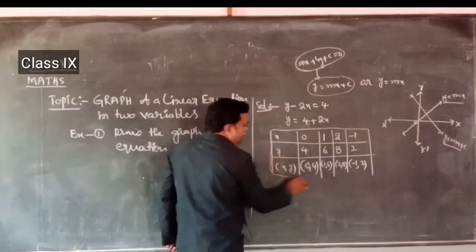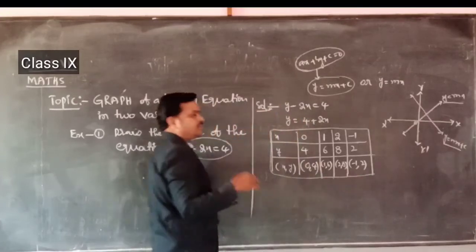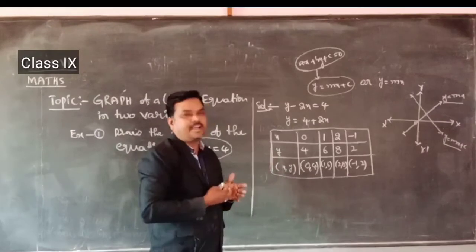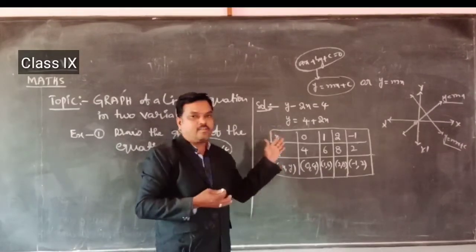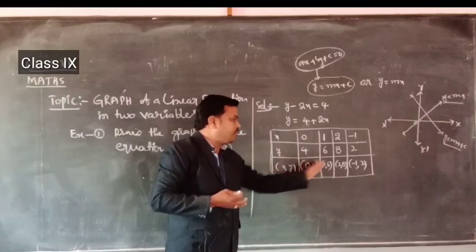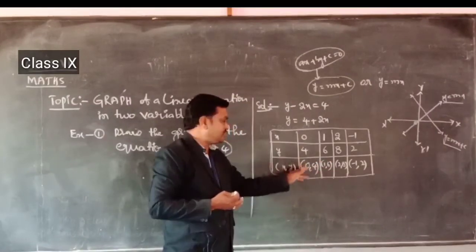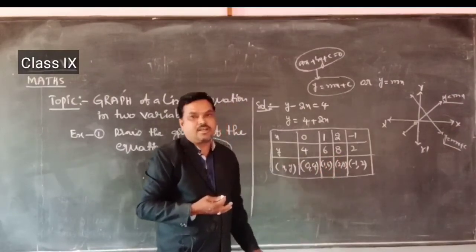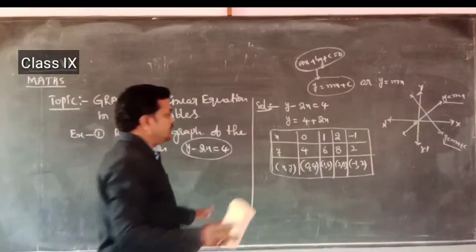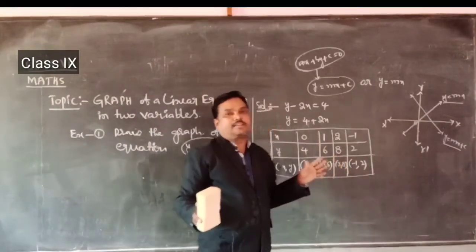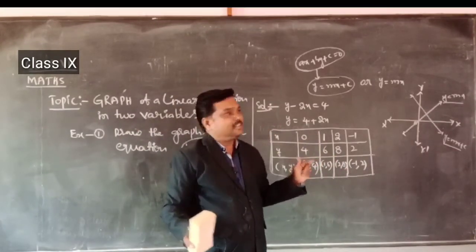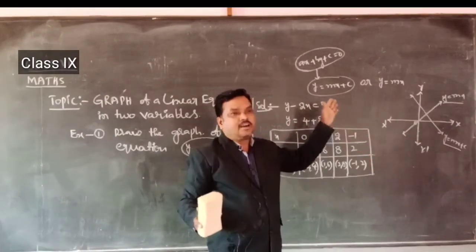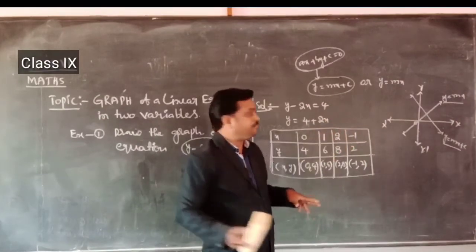We can make more solutions or ordered pairs by taking any integers, positive or negative, instead of x, and we will get the y values. So here I am taking 4 ordered pairs: (0, 4), (1, 6), (2, 8) and (minus 1, 2). Now these ordered pairs we have to plot on the graph sheet. So now I am showing on the board how to draw the graph. It is a rough graph; you have to make it fair.